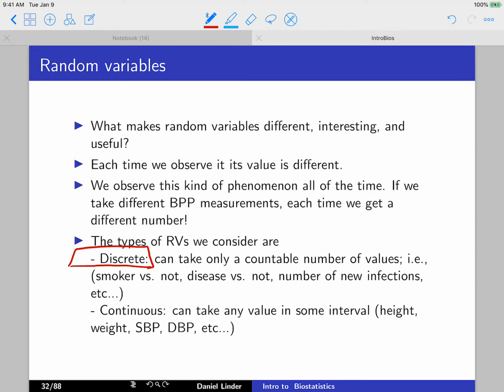For continuous random variables, which I've denoted here, these types of variables can take any value in some interval. So for instance, height, weight, systolic blood pressure, diastolic blood pressure, and others. The point here is that the types of values that a continuous random variable can take are very dense.